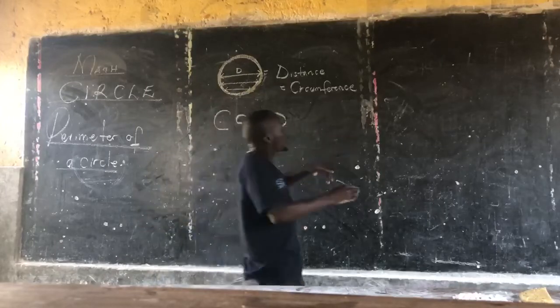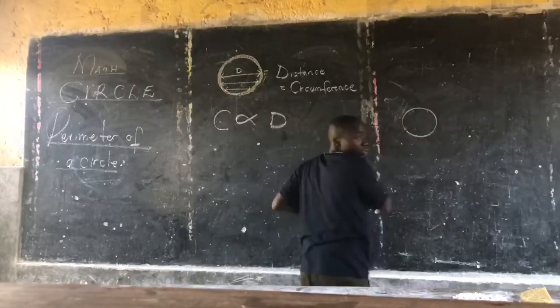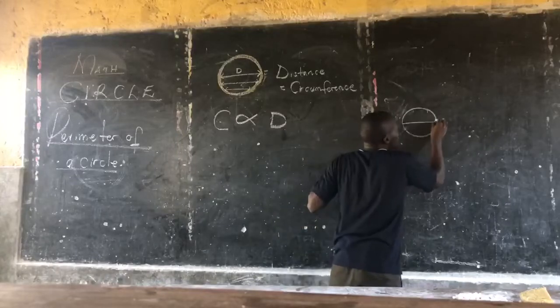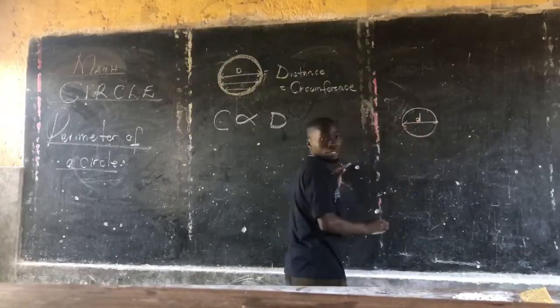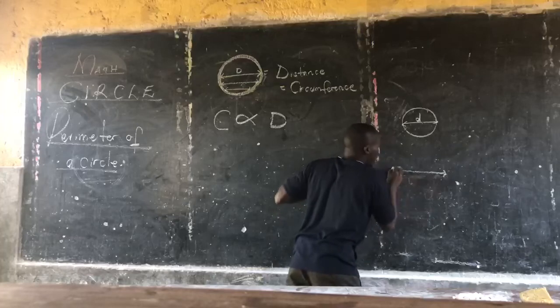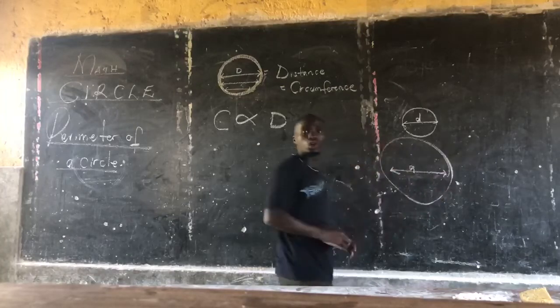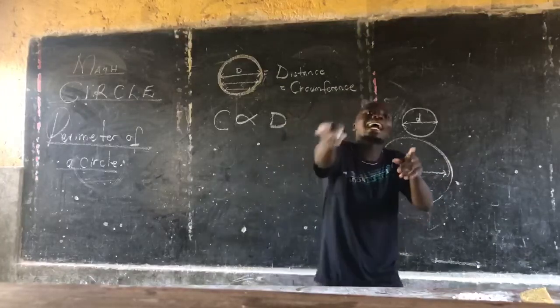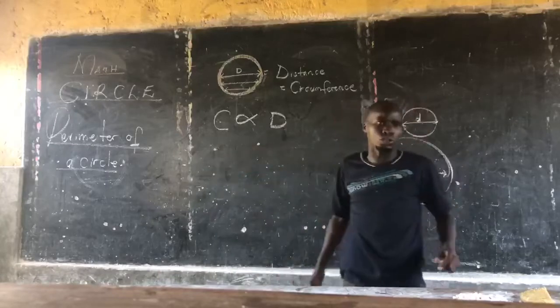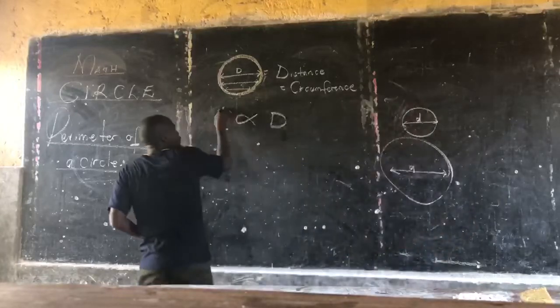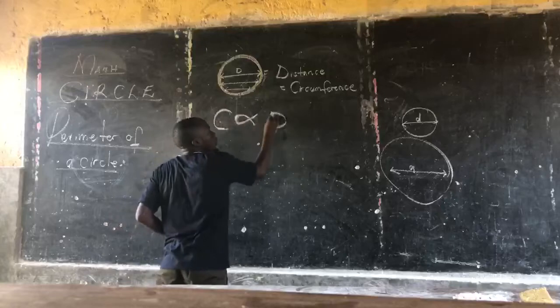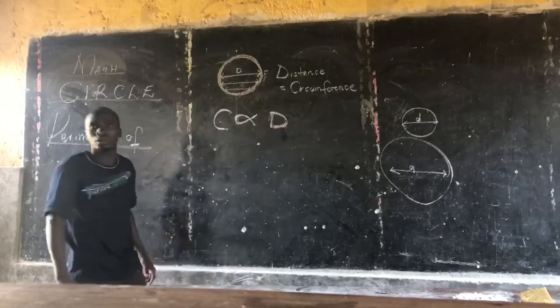Whenever the diameter increases, are you getting it? For example, we're increasing the circumference. So the circumference is directly proportional to the diameter of the circle.